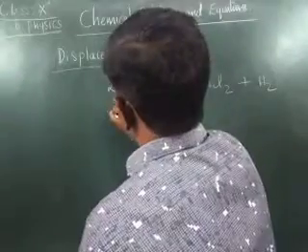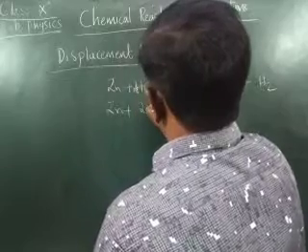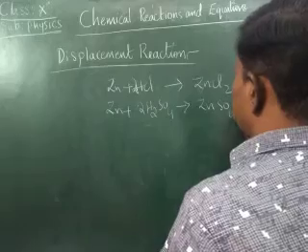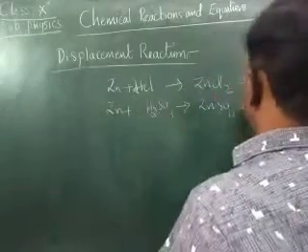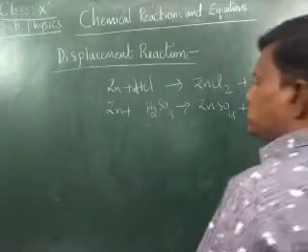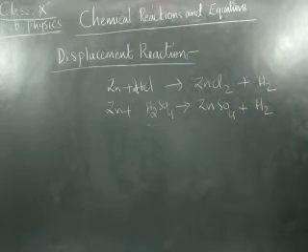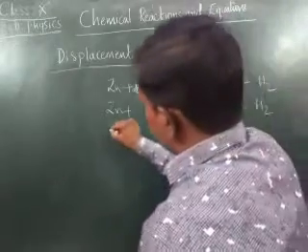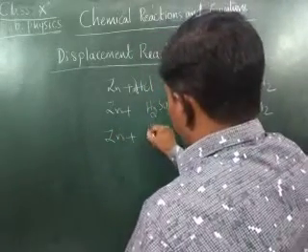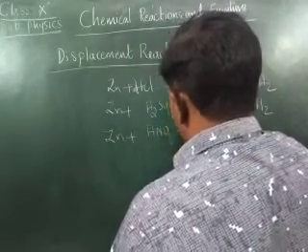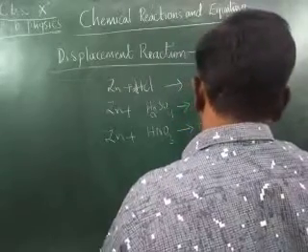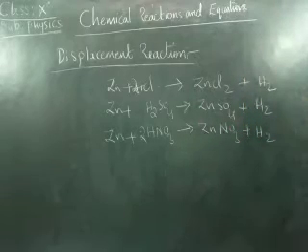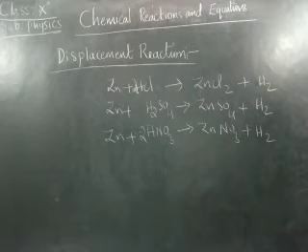Here zinc reacting with H2SO4, sulfuric acid, gives ZnSO4 plus H2. Zinc sulfate is a salt, zinc chloride is a salt. In the same way, zinc reacting with nitric acid gives zinc nitrate and hydrogen gas is evolved.